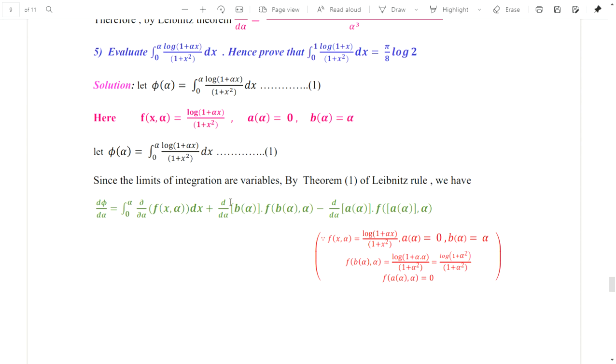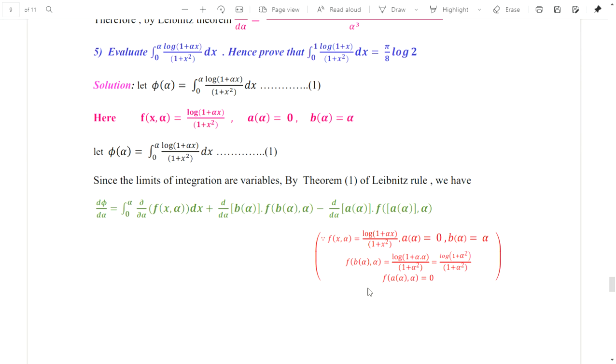Since the limits of integration are variables, because b of alpha is alpha, by Leibniz rule we get d phi by d alpha equal to the integral from 0 to alpha of dou by dou alpha of the given function f of x comma alpha dx, plus d by d alpha of the upper limit into f of b of alpha comma alpha, minus d by d alpha of the lower limit into f of a of alpha comma alpha. Now let us find f of b of alpha comma alpha and f of a of alpha comma alpha.